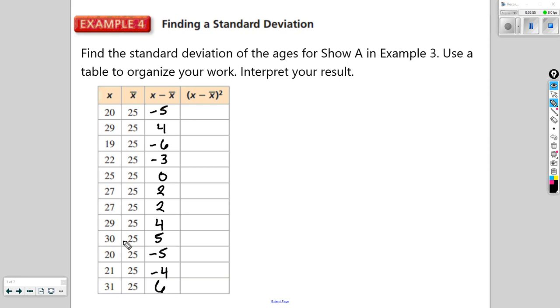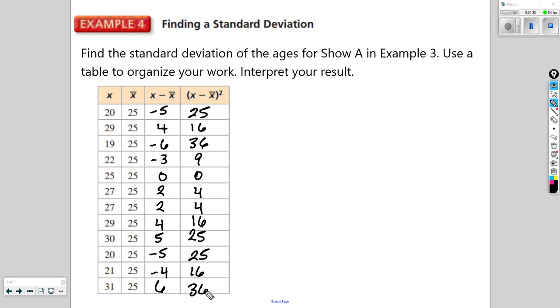Now what we're going to do is square those deviations. So when squaring the deviations, it doesn't matter if that value is negative or positive. When we get that value squared, it's always going to be a positive number, so we don't have to worry about the sign. Let's just square each one of these values. So negative 5 squared is 25, just like 5 squared would be 25. All right, 4 squared is 16, then we'd have 36, 9, 0, 4, 4, 16, 25, 25, 16, and then 36.